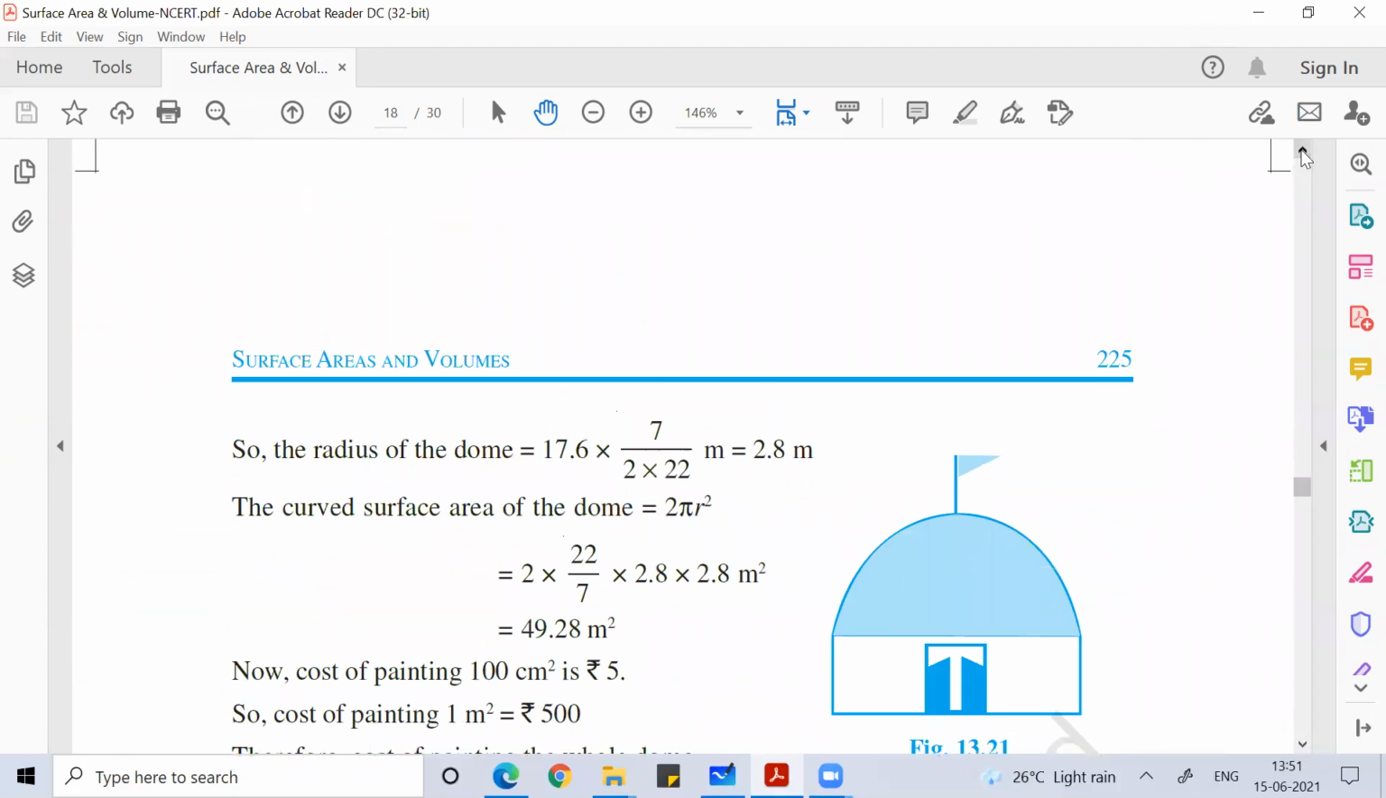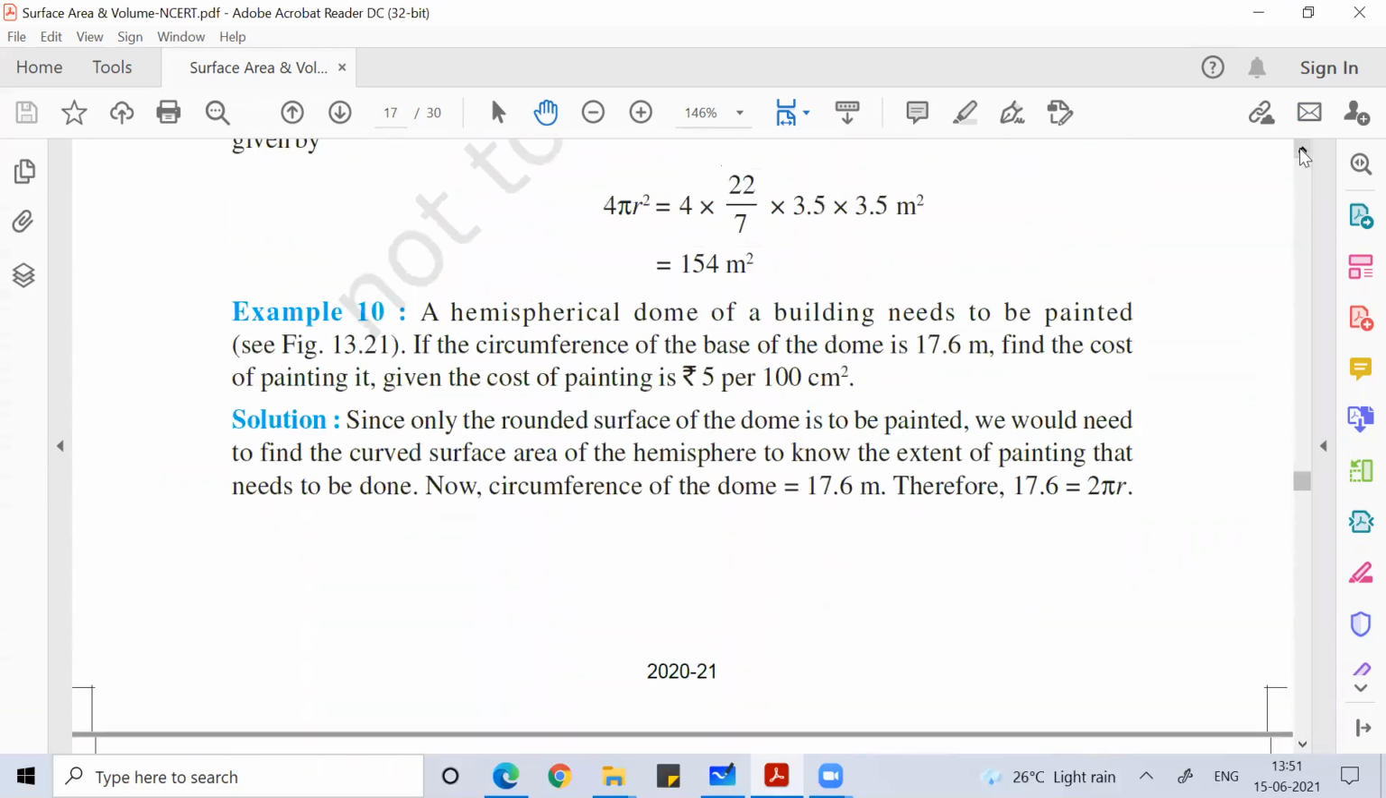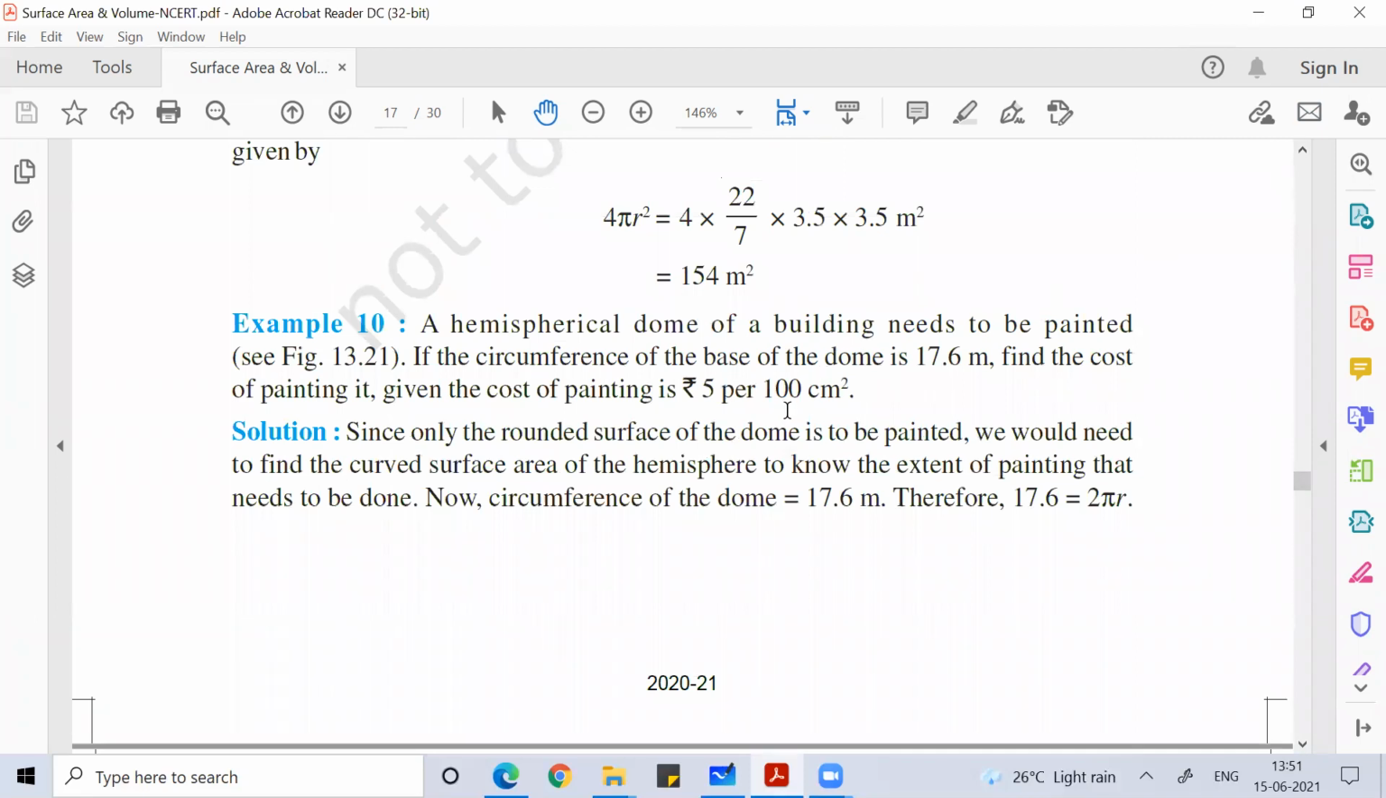Then talking about cost, Dhwani, here they've given you the cost in centimeter square, so you have to convert it into meter square. So 100 centimeter square cost is given as 5 rupees. Yes, sir. We know that 1 meter is equal to 100 centimeter. So 1 meter square is equal to 10,000 centimeter square.